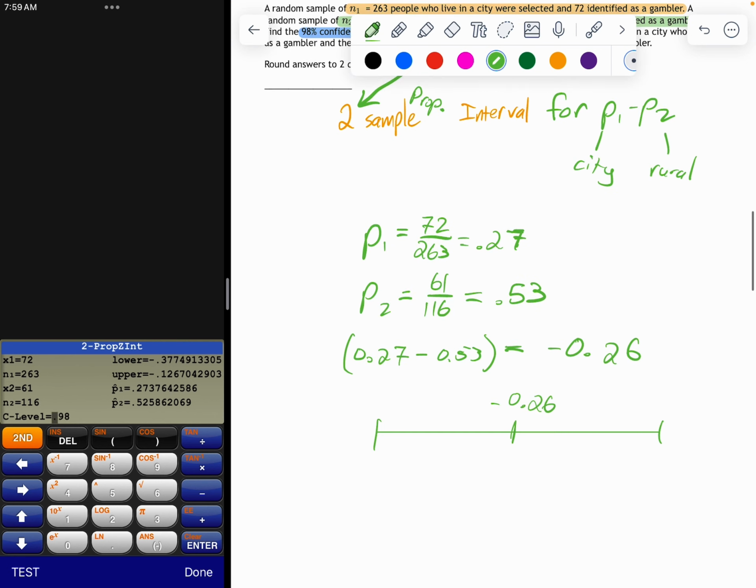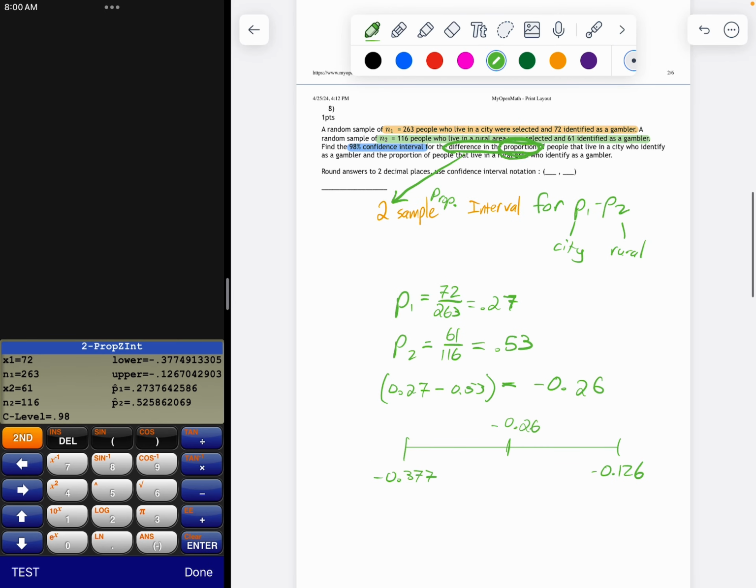So there you have it. They're giving me the interval. The low end is negative 0.377. The high side is negative 0.126. And if you round to 2 decimals, you can put that up there.